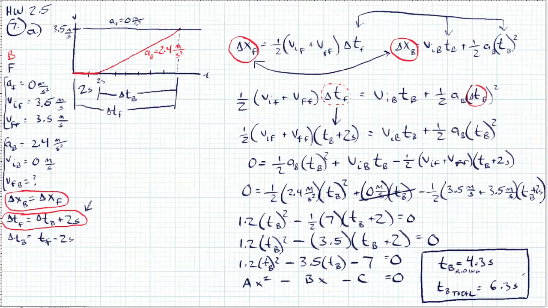Like I said, either would be acceptable. The question is not even specific enough to ask which time. The answer does indicate that 6.3 is the correct time, so it would be assumed that this is what the question is asking for, the total time of the biker. But either way, it's a small calculation in between, and the two times otherwise are similar. So that is homework 2.57a.